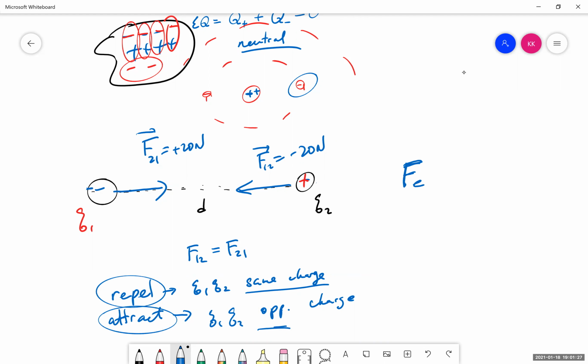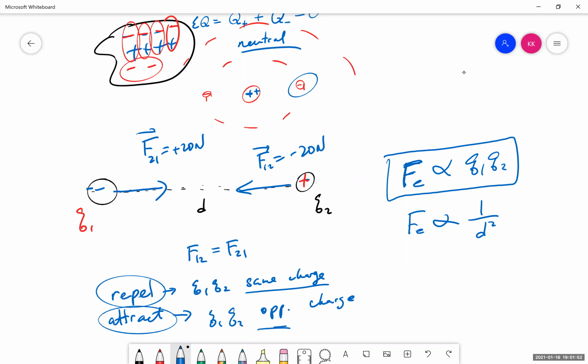Experimentally, it was determined that this force is directly proportional to the product of Q1 and Q2. So the electric force is directly proportional to Q1 and Q2. But also experimentally, it was determined that this force is inversely proportional to their distance, and not only to their distance, but to their distance squared. So that's why this is known as the inverse square law.